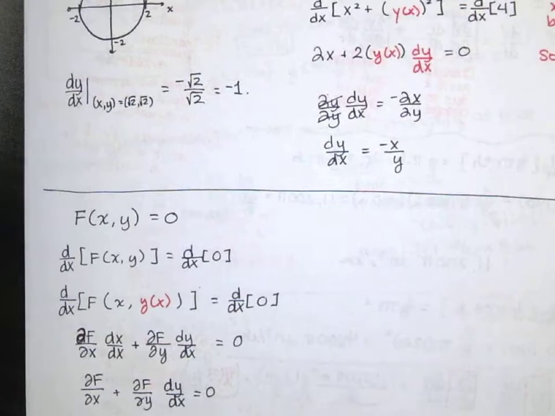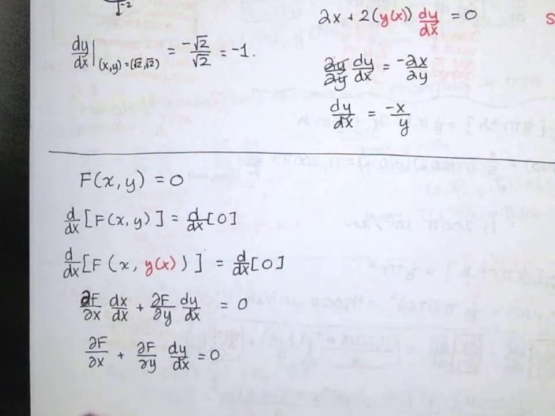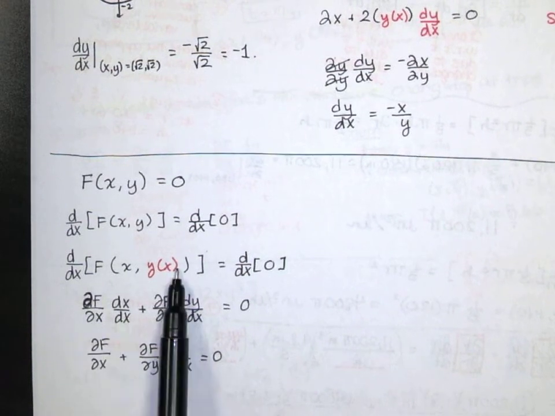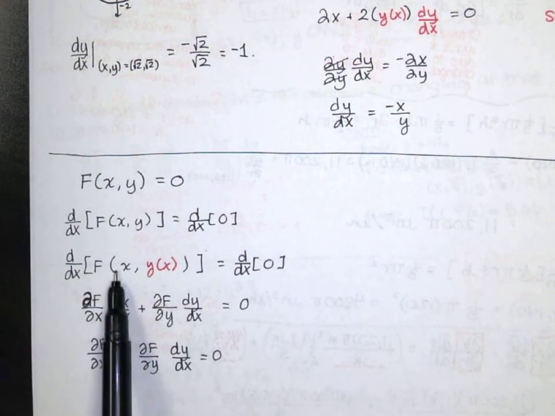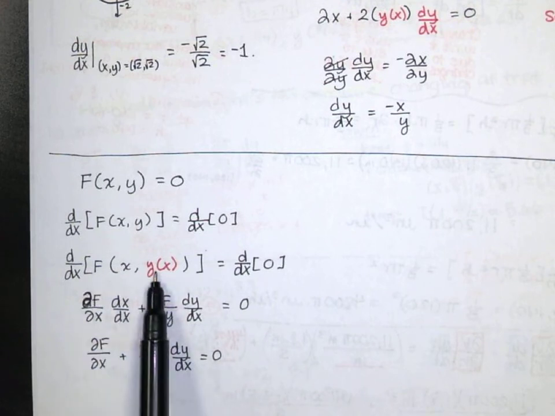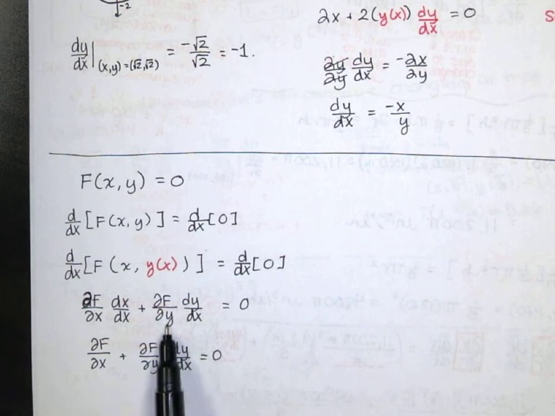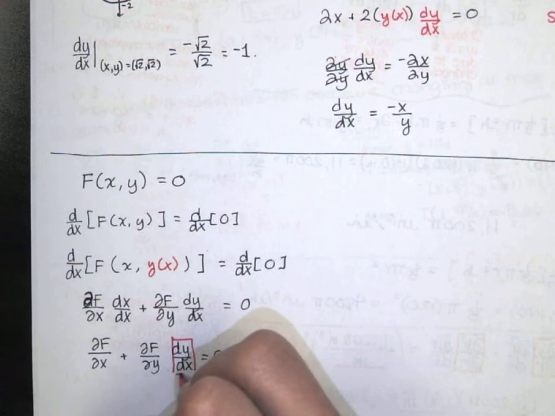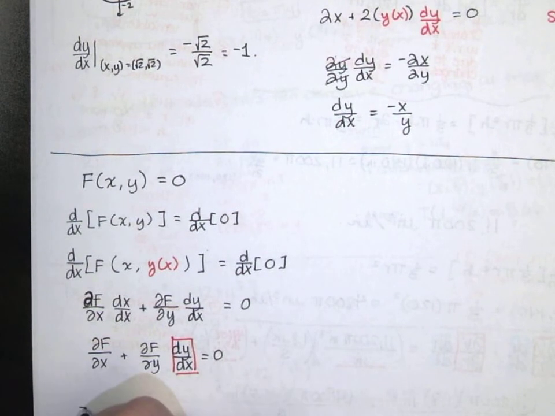And that's exactly what we had over here when we were doing this in Calculus 1. If I'm taking the derivative of something with respect to x, well, I take the partial with respect to x times this, which is 1, plus the partial of this with respect to y times the derivative of the inside, which is this. And now we're here. And if I want to get dy dx by itself, then I just subtract this from both sides and divide by that.